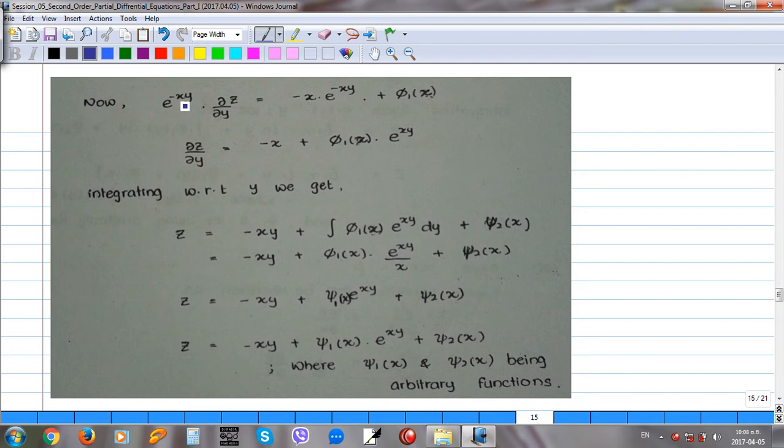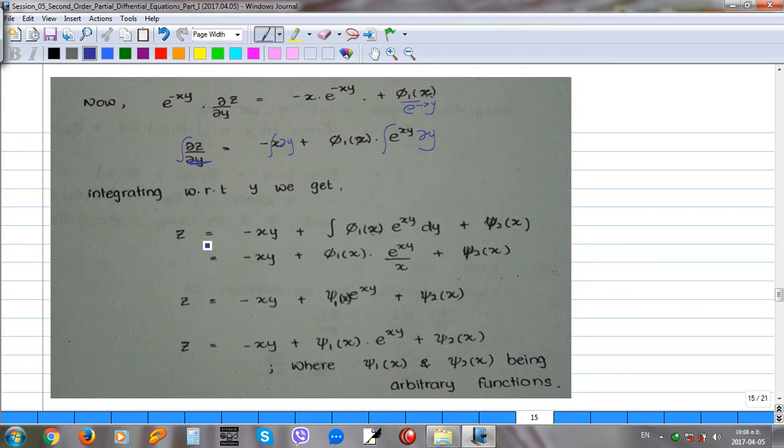If we divide this whole equation by e to the power minus xy, what happens? Here e to the power minus xy is cancelled, then this one becomes e to the power minus xy remaining. If you take this to the numerator, this minus sign cancels and it comes out as positive. Then we can integrate with respect to y again. So if you integrate this one, what happens? I can integrate this ∂z/∂y and this ∂y.